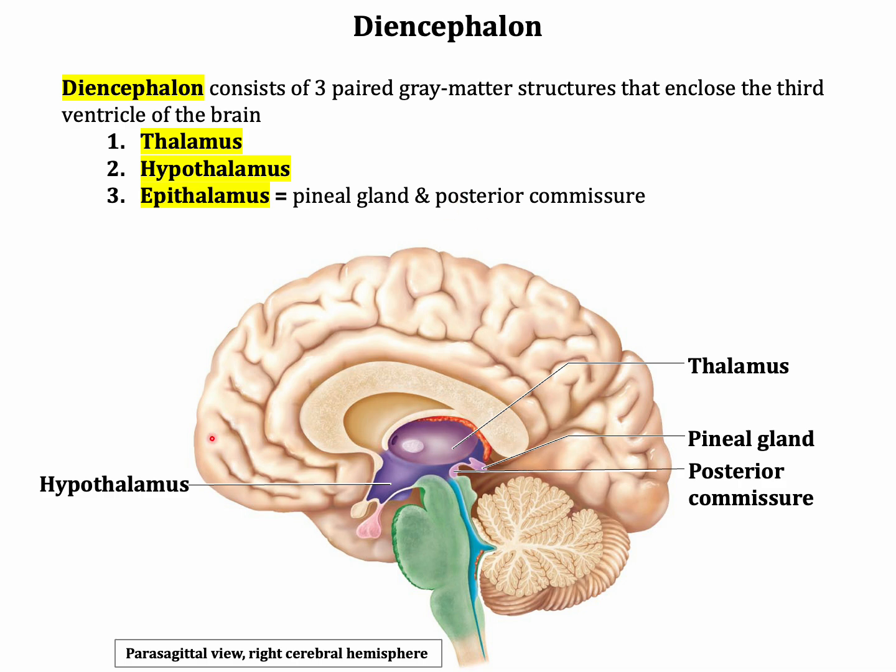Moving away from the cerebrum, we're going to talk about the diencephalon shown in purple. This includes the thalamus, this egg-shaped structure, the hypothalamus, as well as the epithalamus, which includes the pineal gland and posterior commissure.